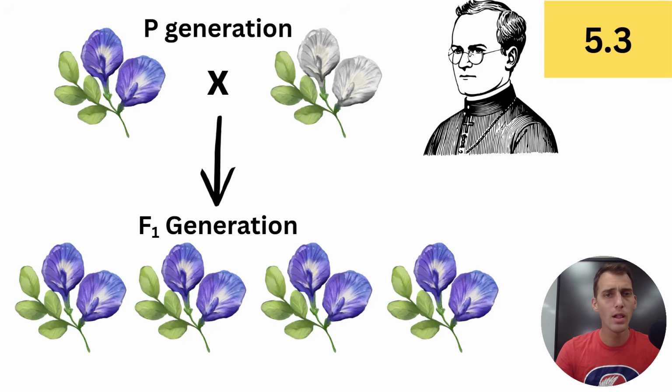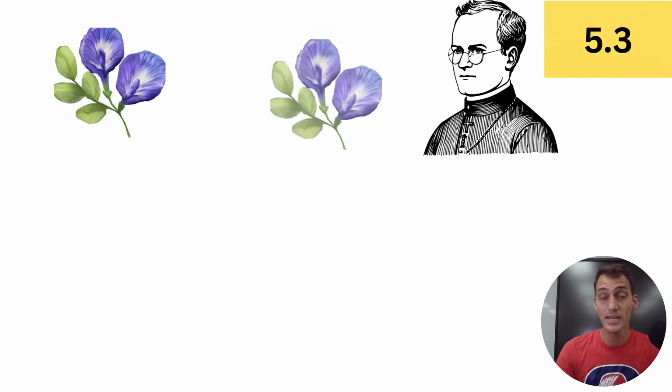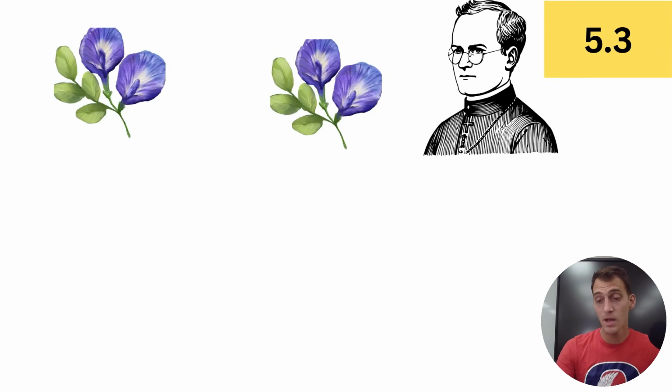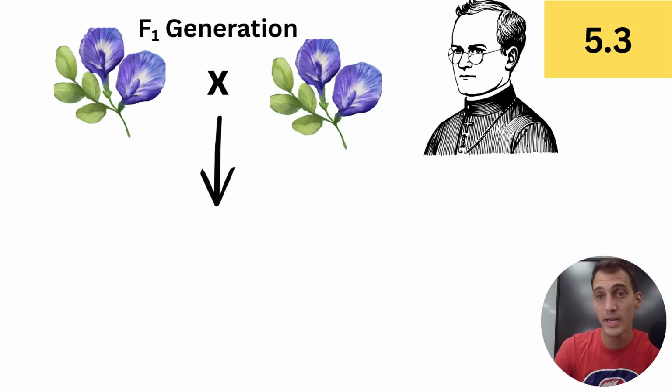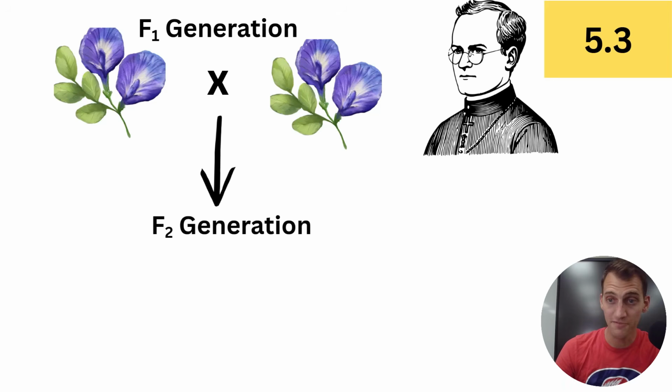Well, what he did next is he took two pea plants from that F1 generation, and then he crossed those to see what would happen. He cross-pollinated those two plants. Don't think about it too much, okay? And when he cross-pollinated those, we get what's called the F2 generation, that's what geneticists refer to it as. What do you think happened in that F2 generation? Do we get a mix of purple and white? Do we have purple and white polka dots? Are some of them purple and some of them white?